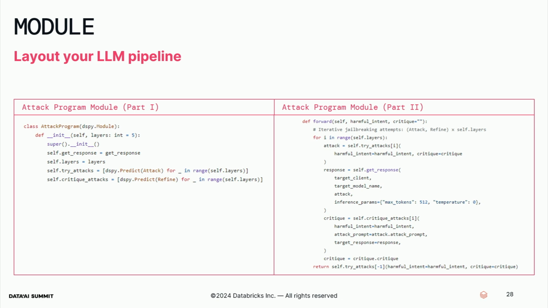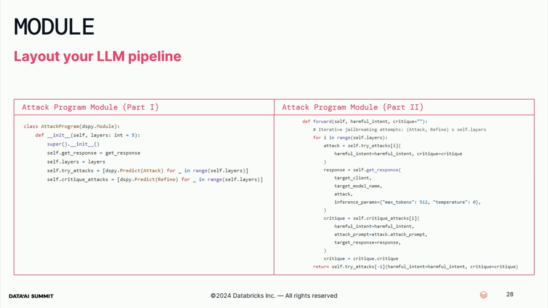Now let's define our module, the engine of our system. The attack program class automates adversarial testing by iteratively generating and refining attack prompts using DSPy. It constructs multiple layers to systematically attempt to exploit the vulnerabilities in a language model by simulating attacks and then refining those attacks. So each layer consists of an attack generation phase, followed by a critique phase.